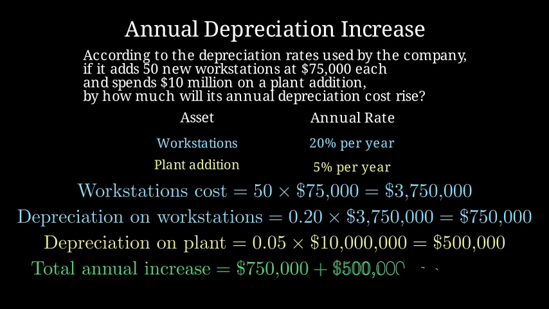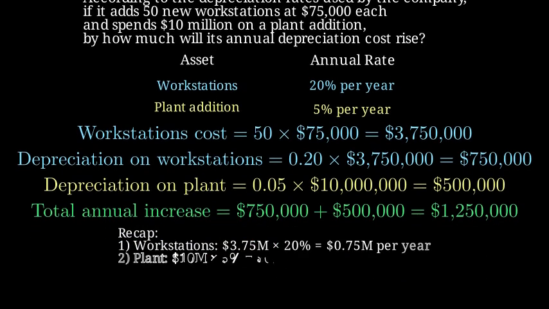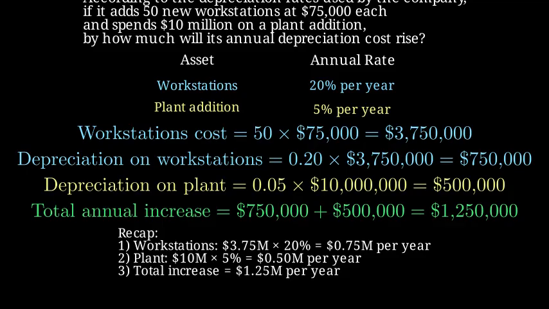That equals $1,250,000 per year. Let's do a quick recap. We found the total cost of the workstations, multiplied by the equipment depreciation rate, then found the depreciation on the plant addition using the building rate, and finally added those two yearly amounts. So the company's annual depreciation cost rises by $1,250,000.